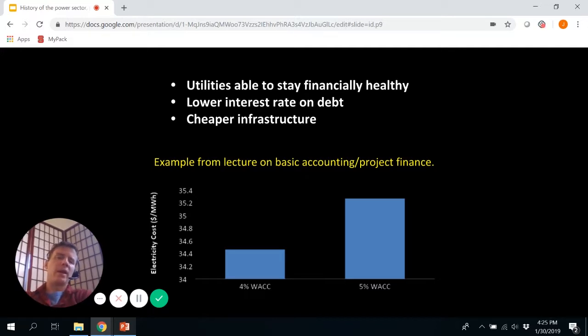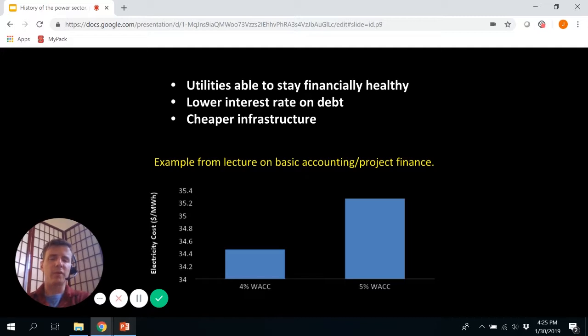And so the regulated utility model, as a method for allowing utilities to stay in good financial health by protecting them from competition and allowing them to increase prices on customers if need be in order to maintain solid financial health, was actually a way to keep the interest rates lower on the debt that the utilities borrowed in order to build infrastructure. And ultimately, that meant that the total lifetime cost of the infrastructure involved in the electric power industry was able to be cheaper. And what that meant is that the cost of electricity to individual customers was cheaper.